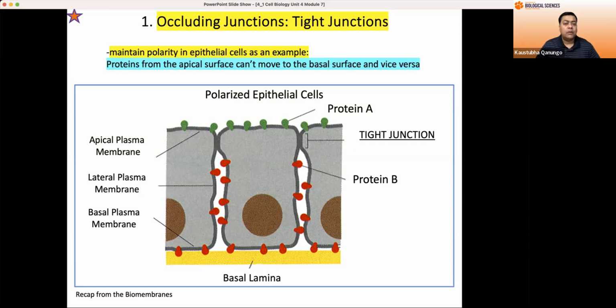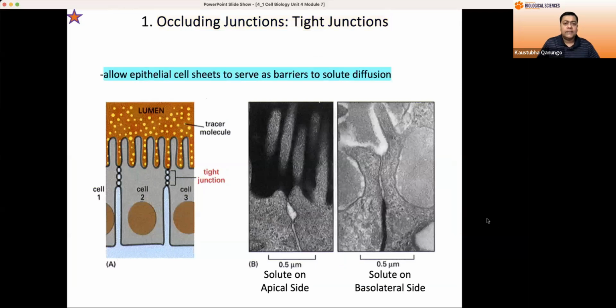And say, on the other hand, if we give you an option asking which of the following are characteristic of the occluding or the tight junctions, and it says that the tight junctions allow small molecules to pass from one cell to the other, or from the basal surface to the apical surface, that will be very wrong. So just make sure that you understand the differences between that. And that will do it pretty much. And let's see what it is.